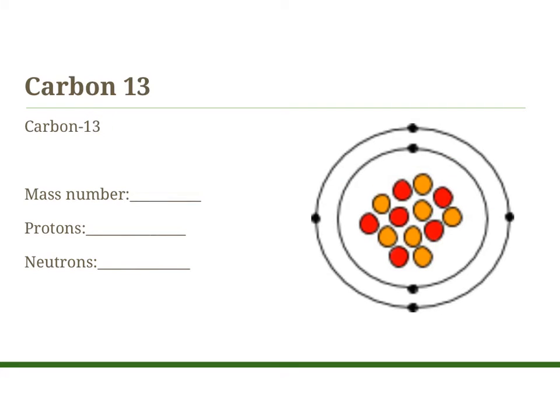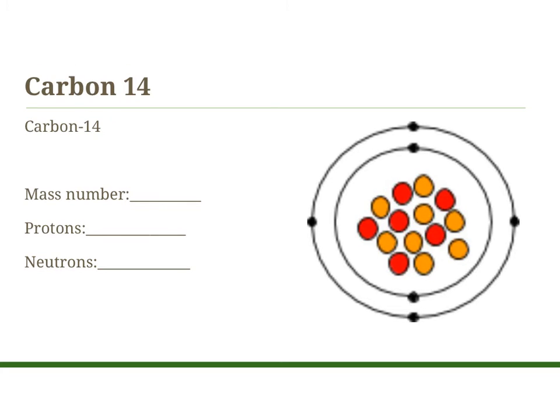Let's take a look at carbon 13. Carbon 13 has a mass number of 13. Let's count to support that. 1, 2, 3, 4, 5, 6: 6 protons. And neutrons would be 1, 2, 3, 4, 5, 6, 7: 7 neutrons. And the number of electrons, still going to count them out, 1, 2, 3, 4, 5, 6, are still 6. So again, 6 plus 7 is 13, which supports its mass number.